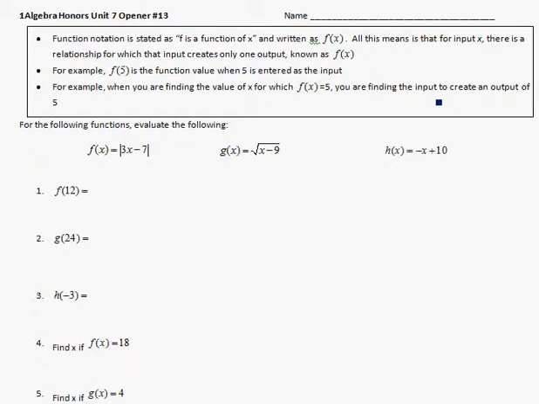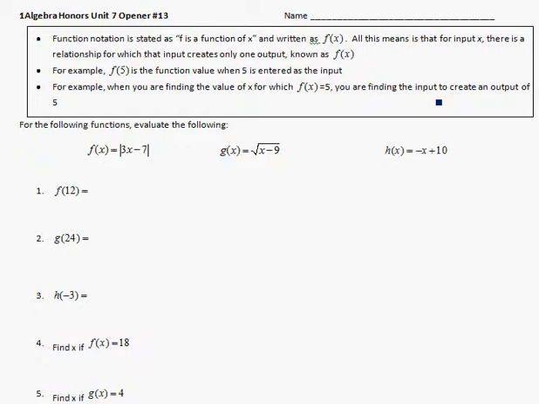The reason why this notation came about is that it would be a really long process if every time we asked you for f of 5, we had to ask you for the function value when you're entering 5 as the input. F of 5 is just a much shorter way to ask you to substitute in 5 for the input and to find the output. Another example is when you're finding the value of x for which f of x is 5, you're creating the input to create an output of 5. So below we're going to do both of those things.